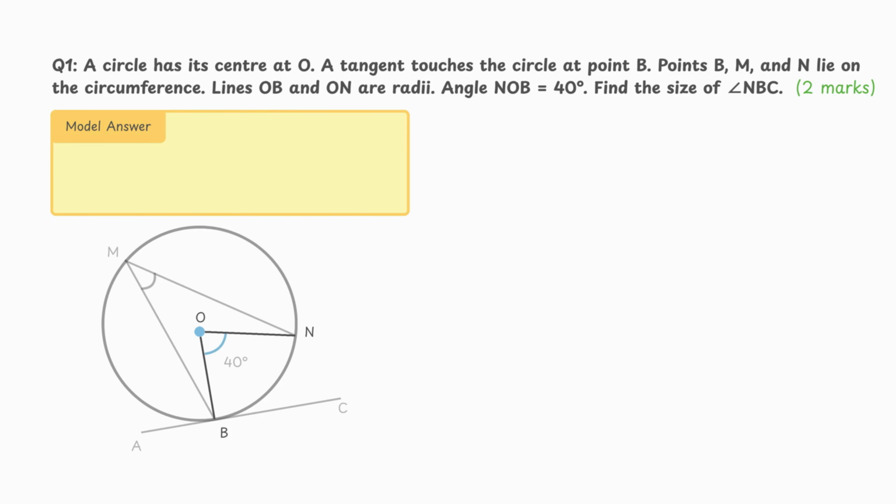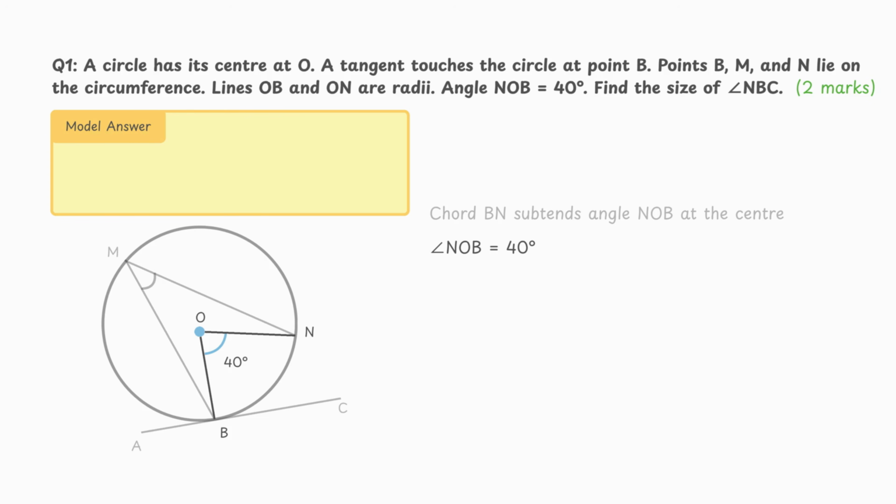This means triangle OBN is an isosceles triangle. But more importantly, we are given angle NOB at the center, which is 40 degrees. Now here is a key idea. When an angle is formed at the center of a circle, the angle at the circumference standing on the same chord is half of it.